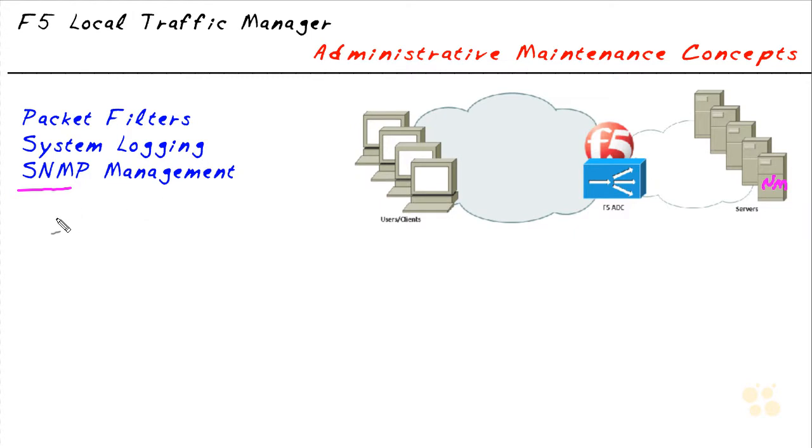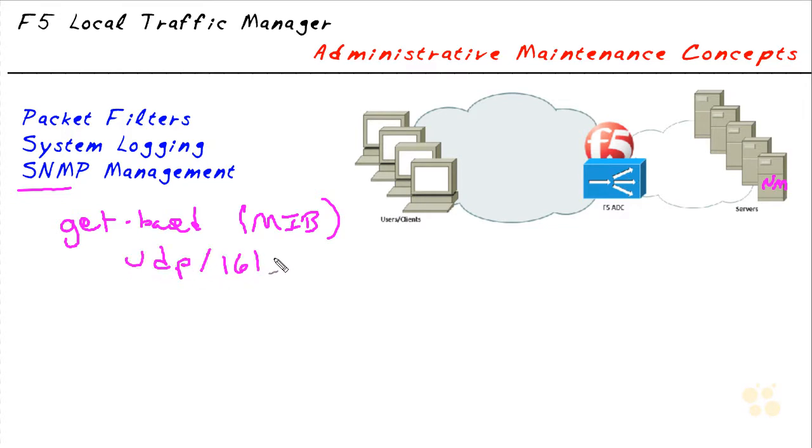I can do what we call get-based management, which goes via a MIB, which, by the way, are all contained on the ADC. I'll tell you the directory in just a second. My network management servers will pull. They'll send GET requests to the ADC. As long as you've got SNMP enabled, that would be very helpful. That is UDP 161 that those requests come in on, as far as that traffic goes.